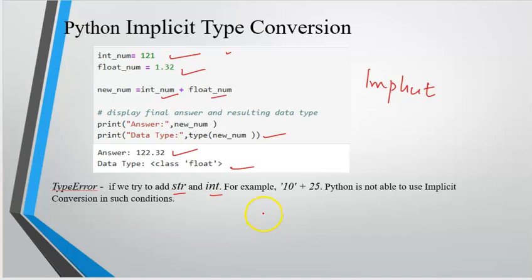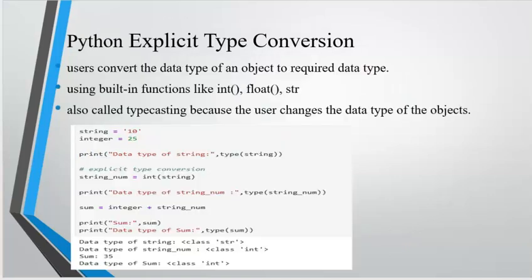That means a string is stored as, for example, '5', and it's a string plus 20. This will give you a type error. So we are not able to convert like this. Python is not able to use implicit conversion in such situations. So in these particular cases, we go for the next type of conversion, that is explicit conversion.